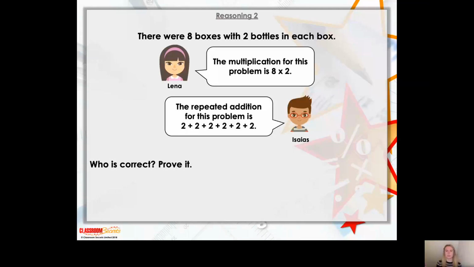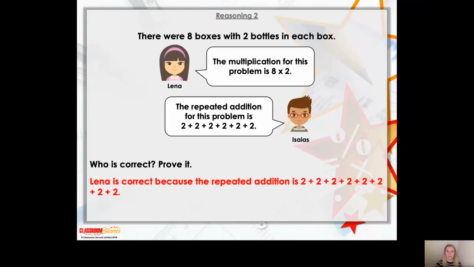Now let's have a look at the boy's. So how many groups of 2 does he need? He needs 8, doesn't he? And how many has he written? 1, 2, 3, 4, 5, 6. He's only got 6 boxes. So how many more boxes would he have to add to make it to 8? Yes, he'd have to add 2 more, wouldn't he? He'd have to have 2 plus 2 plus 2 plus 2 plus 2 plus 2 plus 2 plus 2. So the girl is correct, isn't she? She's correct because the repeated addition is meant to be what we said. He needs to add 2 8 times because there's 8 boxes, 8 groups with 2 bottles in each box.